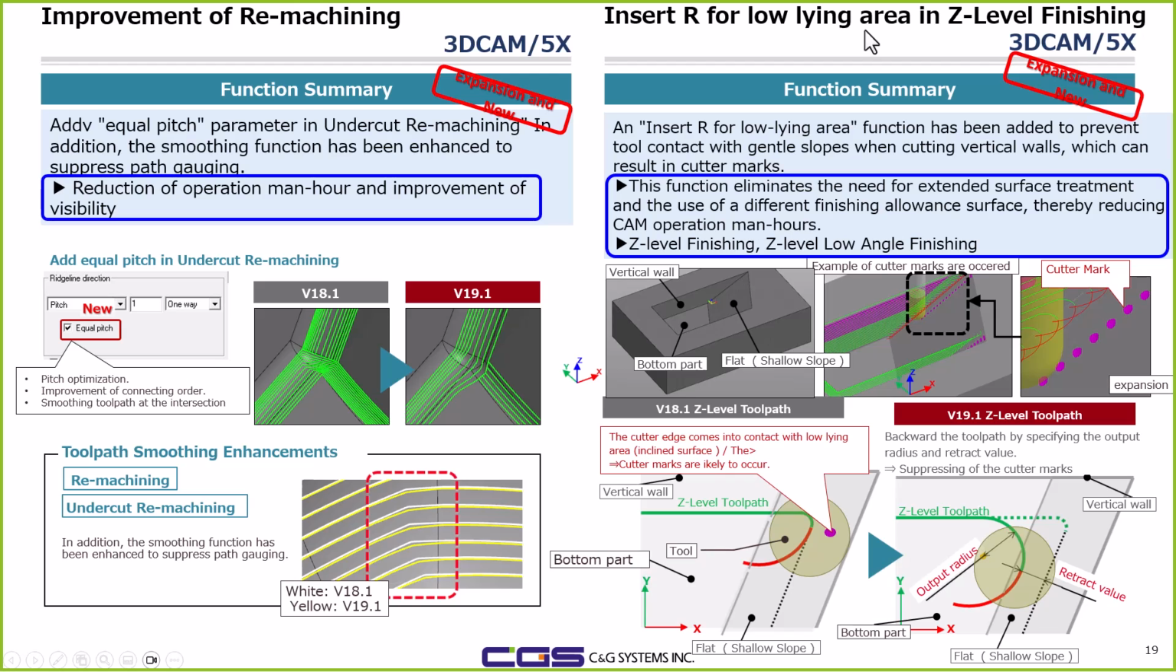Insert R for low-lying area has been added into Z-level finishing. This was a feature added in on low-lying area, but now, if you don't have this as a face not to machine, it will radius off before it hits the face so it doesn't gouge in on that face, if you were cutting that flat, or if you were just using a scanning line or any other type of program.